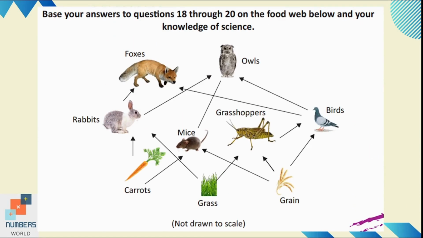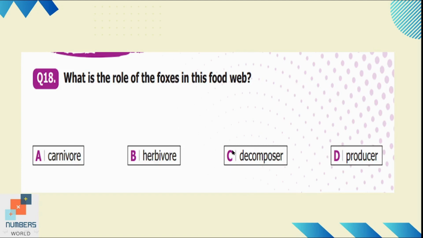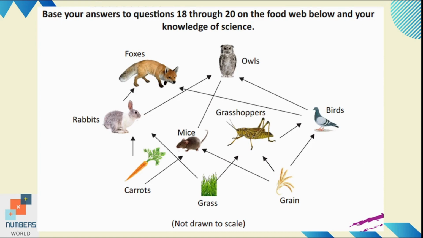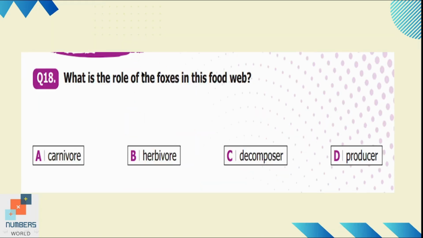Base your answers to questions 18 through 20 on the food web below and your knowledge of science. Question number 18. What is the role of the foxes in this food web? Carnivore, herbivore, decomposer, producer. So carnivores are the animals which eat meat only. Foxes eat rabbits and birds. Foxes are carnivores because they eat only meat. So option A is the correct option here.